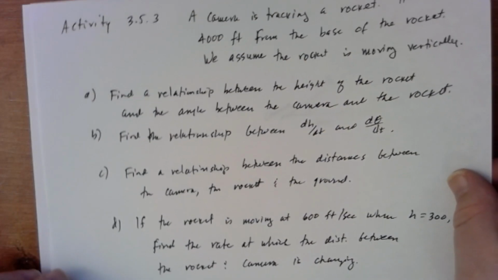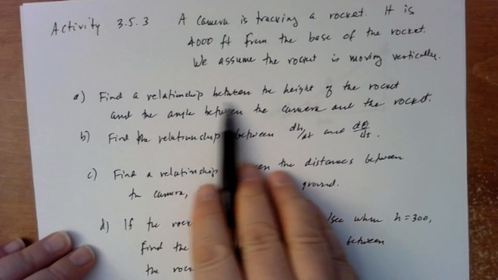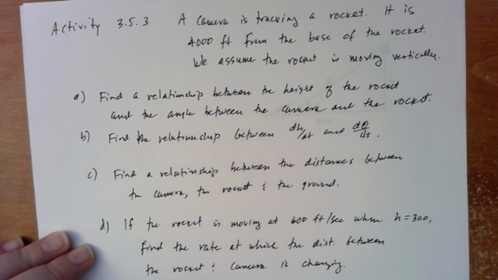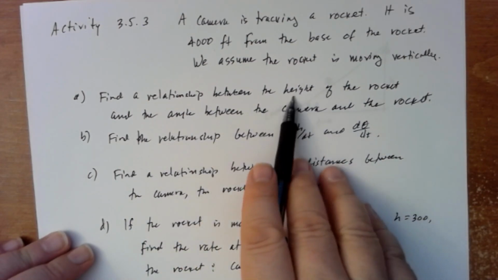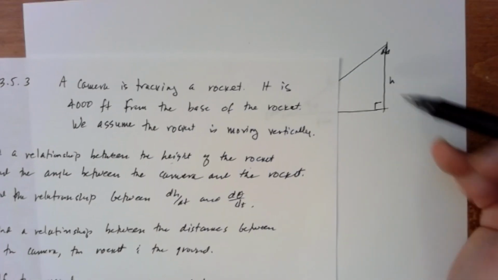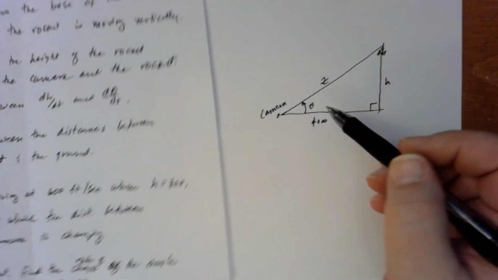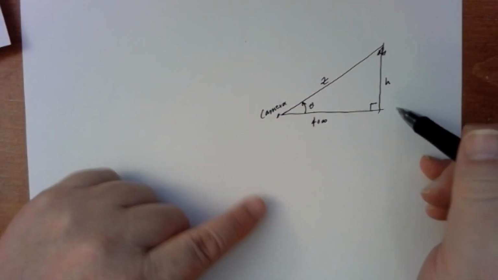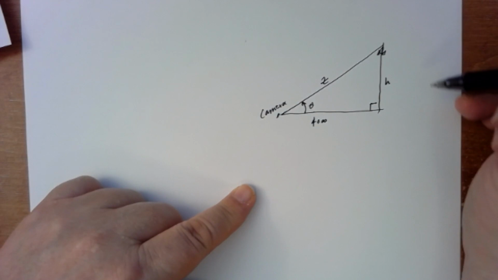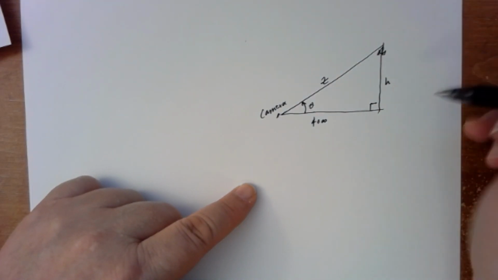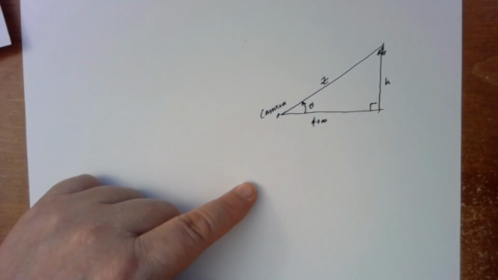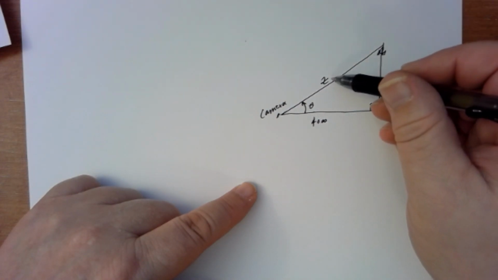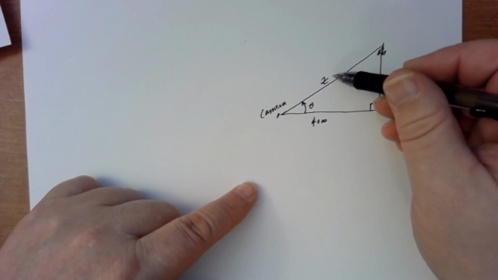Now let's go back to the question. Find a relationship between the height of the rocket and the angle between the camera and the rocket. So is there a relationship between the height of the rocket, that's h, and the angle between the camera and the rocket? Right, that's going to be theta. Good. So is there a relationship here? Well, of course it's a right triangle, so there's lots of relationships between these three numbers and theta. But since z is an unknown, let's see if we can avoid using z in our formula.